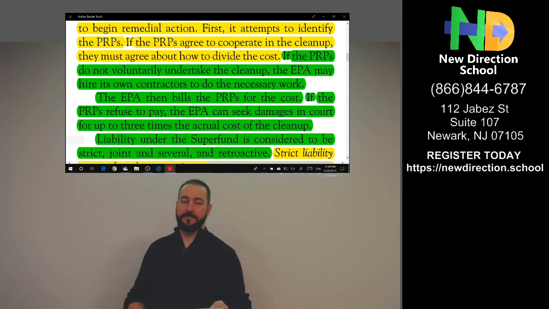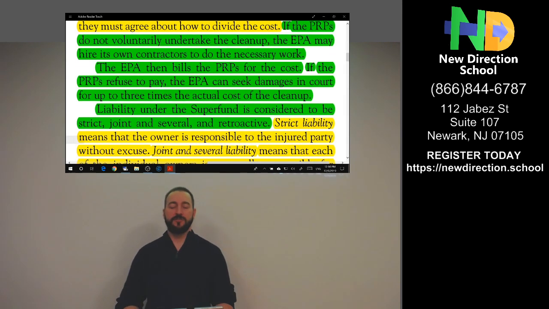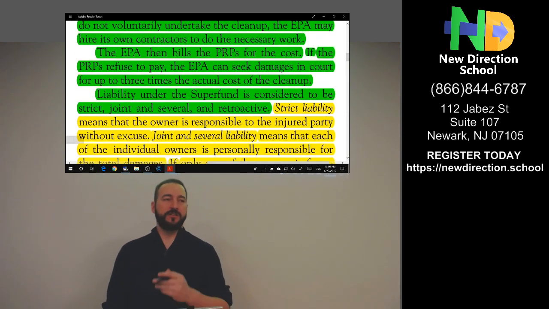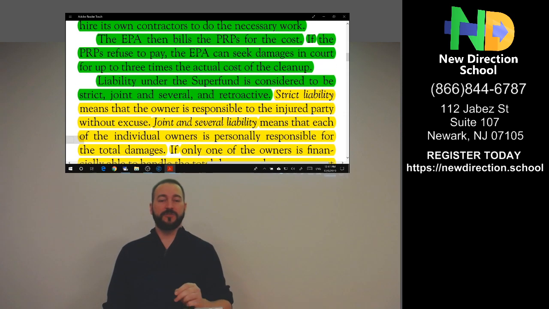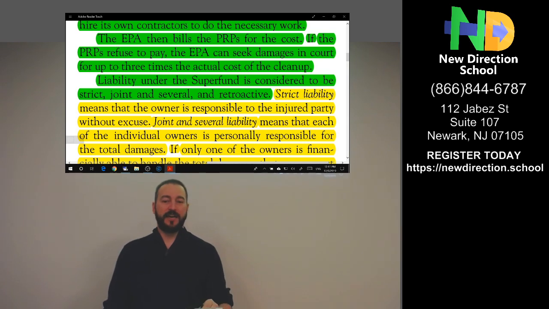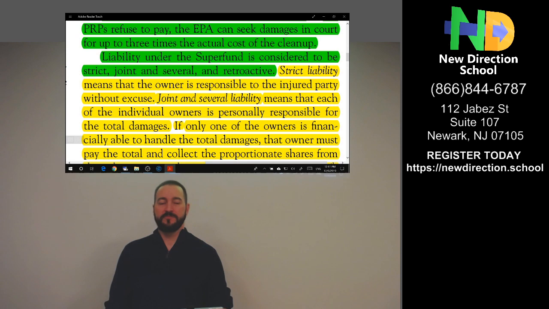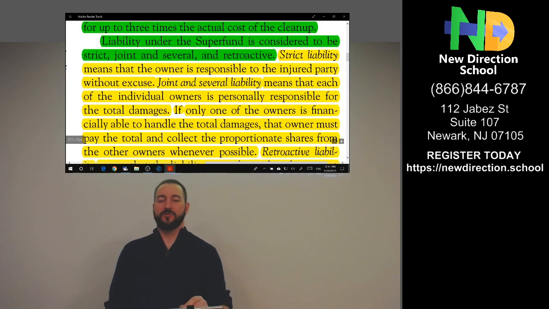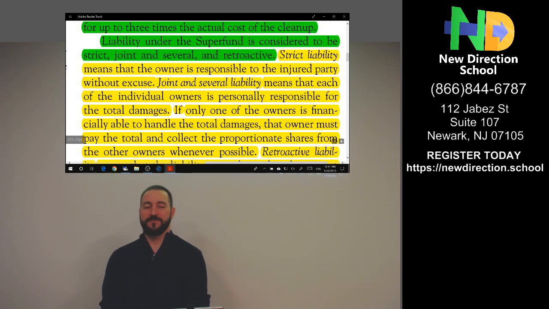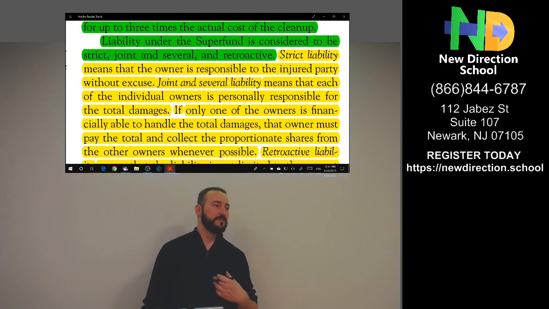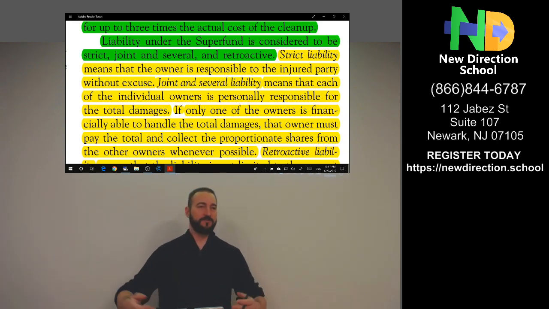Strict liability means that the owner is responsible to the injured party with no excuse. Joint and several means that each of the individual owners is personally responsible for the total damages. And if only one of the owners is financially able to handle the total damages, that owner must pay the total and collect the proportionate shares from the other owners whenever possible. Just like a general partnership. If I'm the only one that can pay the lawsuit, I pay for everything and then I have to resolve it with you guys. Same thing.